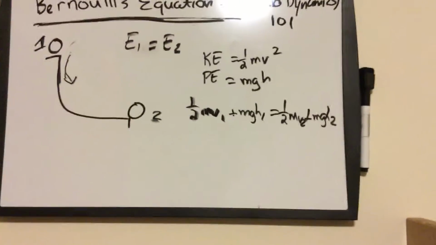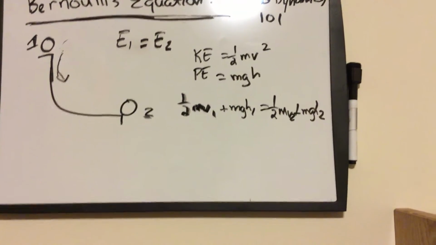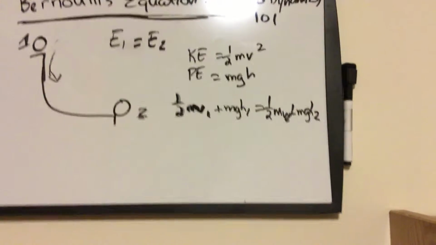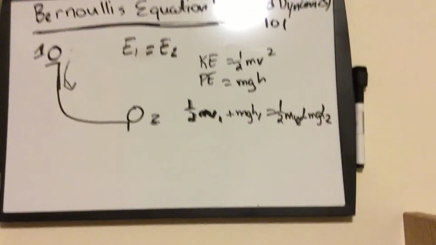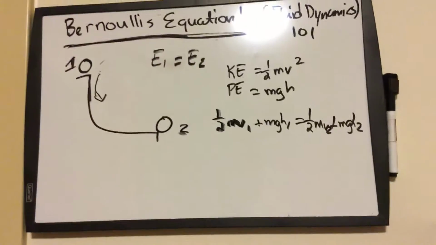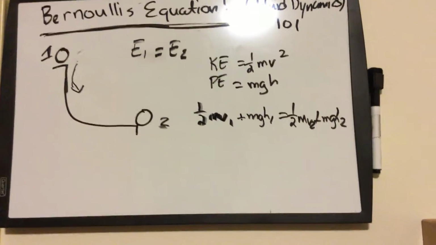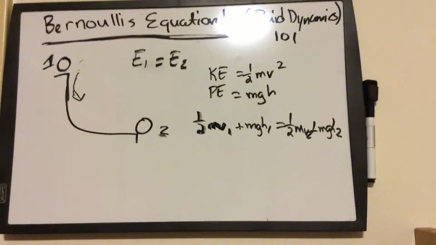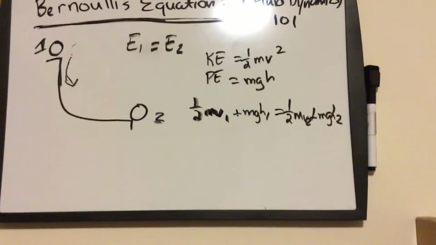This allows us to find the velocity at any point, state 1 or state 2. You can find the height at point 1 or point 2. This is why the conservation of energy is so useful when it comes to evaluating dynamics of systems. So how do we apply this to fluids?